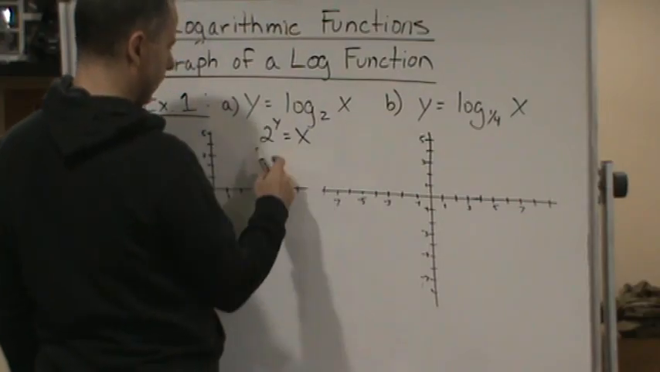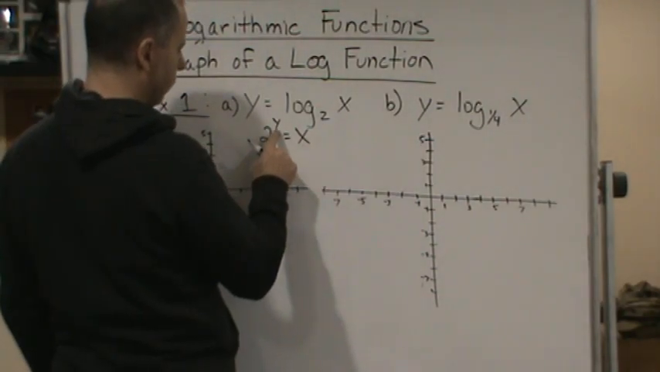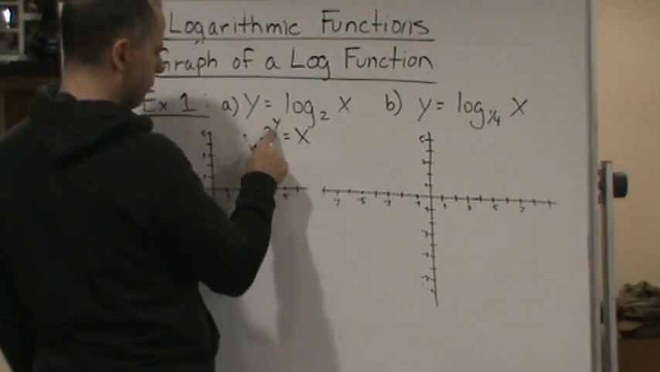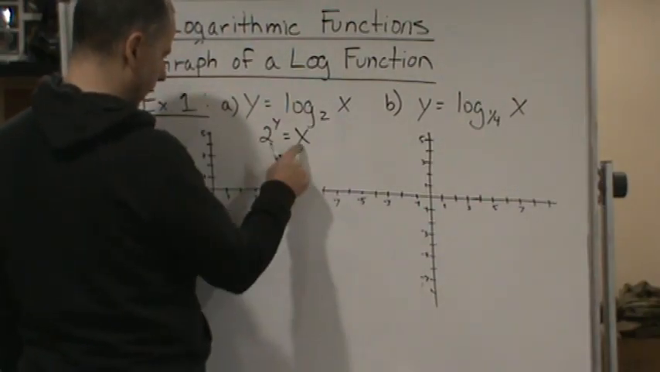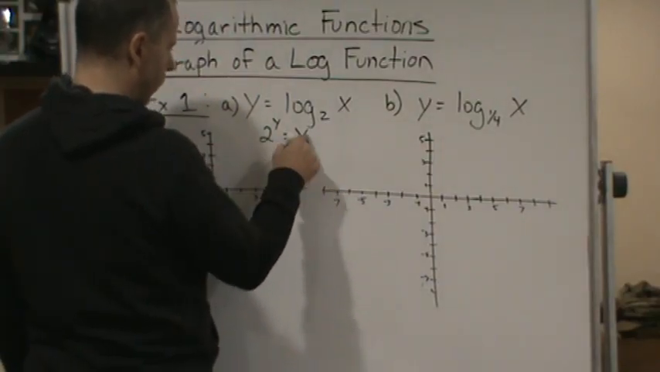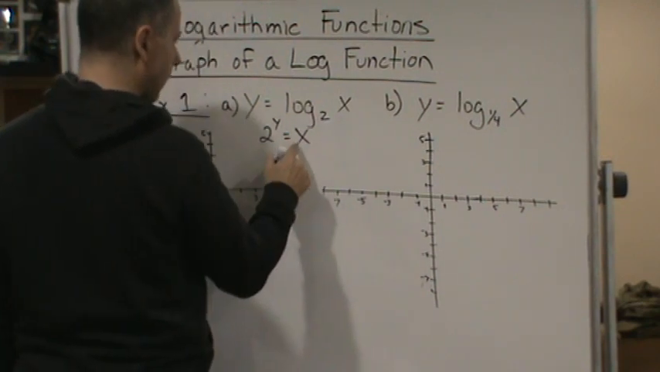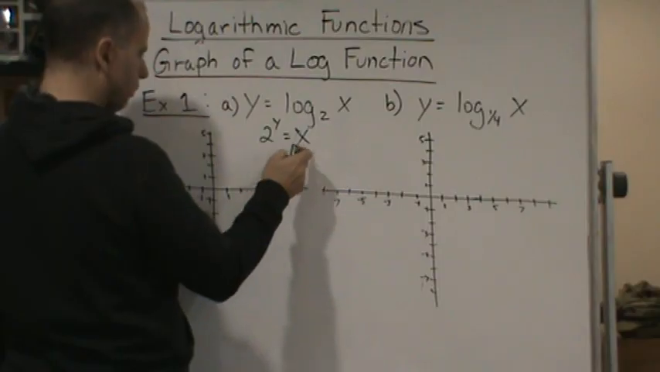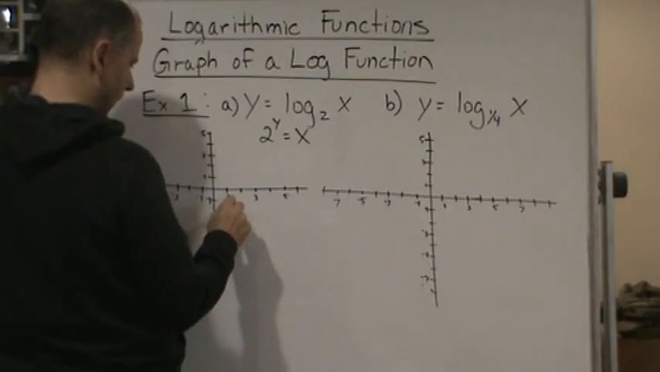So 2 raised to the y power equals x. If I want to write this log in exponential form, now I'm looking at values of y. As I change values of y, it's easier to look at it this way. If y is 1, then x is 2. So when x is 2, y is 1. So let's look at bases of 2. When y is 1, x is 2.